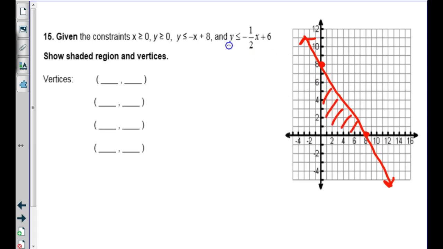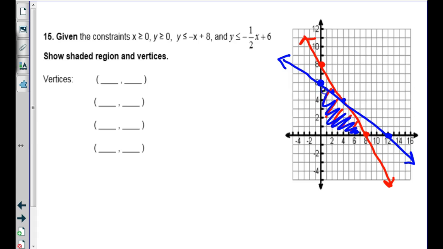The second equation, which may or may not be in this form on your quiz, in other words, you might have to solve for the y. This one is in the right form, starts at 6, down 1 over 2, down 1 over 2, would cross out here at 12. Okay, and it's below that as well because it was a less than or equal to.